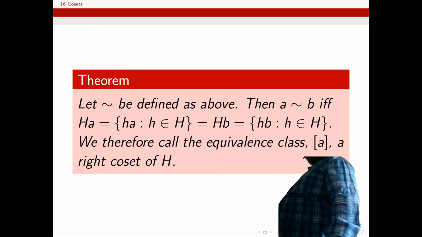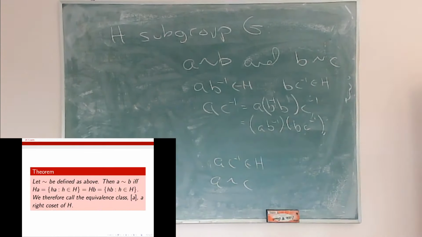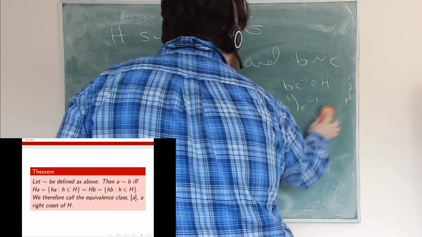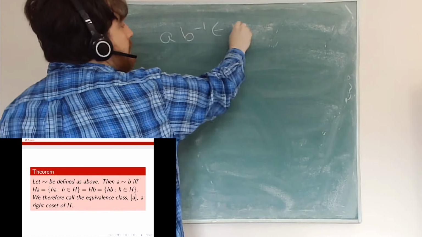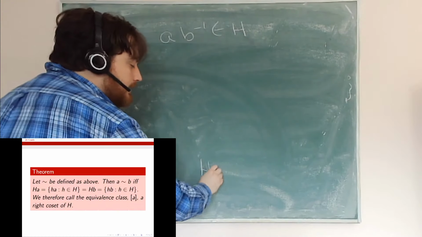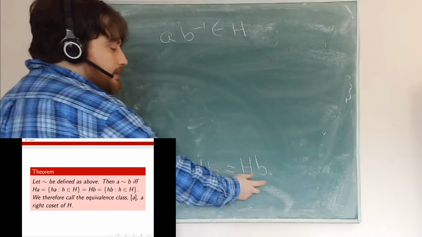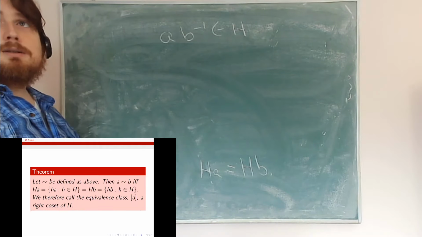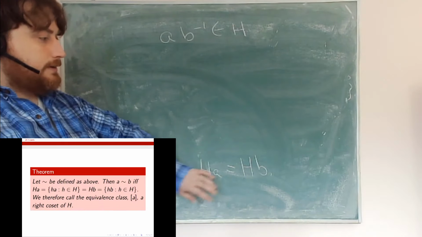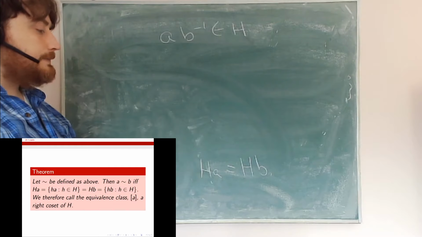All right, so let's go ahead and show what we're talking about there. So let's suppose that AB inverse is in H. What we want to show is that HA is equal to HB. And then we want to show if HA is equal to HB, then AB inverse is in H. So we do want to show both directions. This is going to give us another way to look at whether or not these things are equivalent according to this relation.